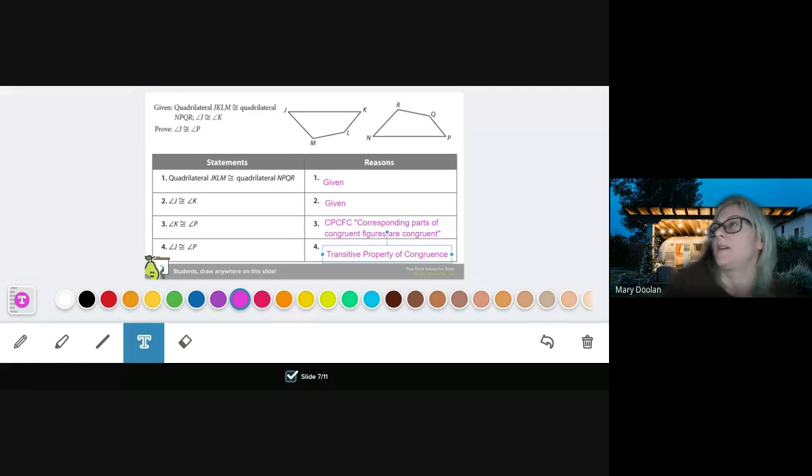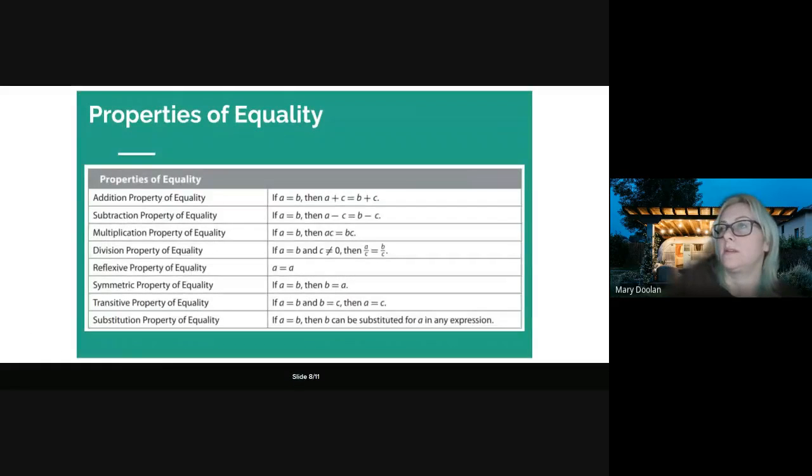All right. I'm going to go to the next slide here. And so there's all these different properties of equality. We have addition property of equality, subtraction property, multiplication property, division property, reflexive property, symmetric property, transitive, substitution. Okay, so these are properties that maybe could show up in a proof as a reason.